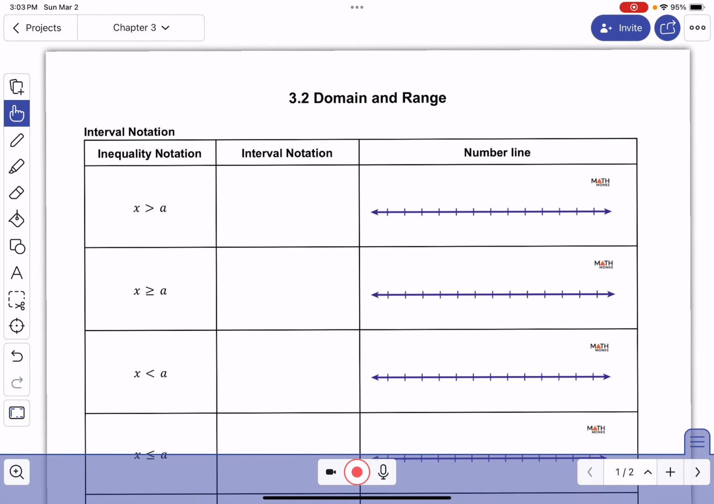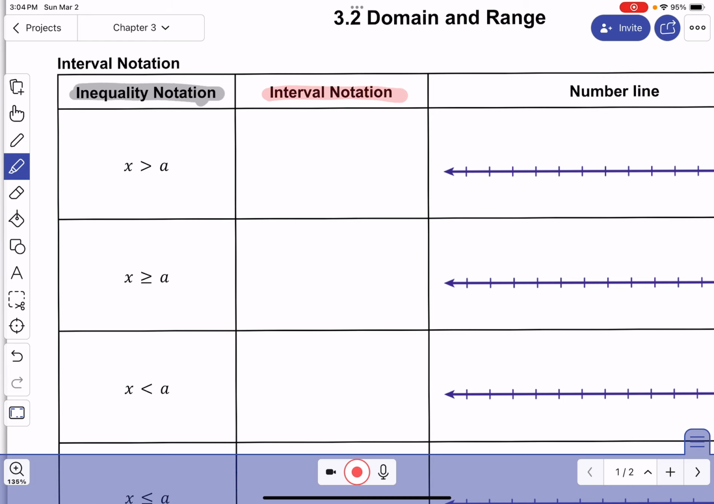All right, this is section 3.2, and we're going to talk about domain and range. So before we get into that, we're going to talk about inequality notation versus interval notation. Now, inequality notation is what you've seen forever with the less than, greater than, alligators, whatever people refer to it as. I don't care if you use that unless a problem specifically asks for interval notation. You're welcome to use either.